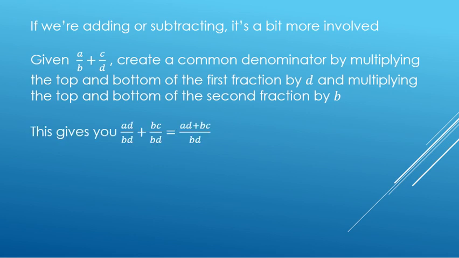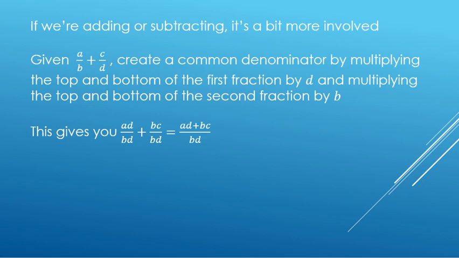And when you do that, again, you're not changing the fundamental quantity that you have. It's still the same quantity, you're just changing how it looks. And changing how it looks is okay, but changing the fundamental quantity itself is not. So when you multiply the top and bottom by d, you get a times d over b times d.